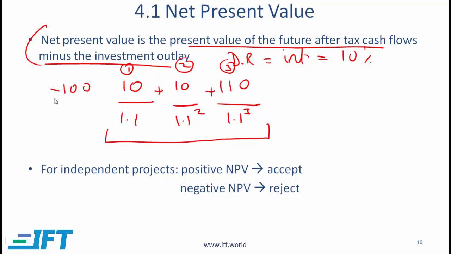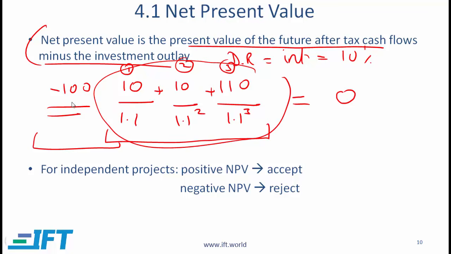From this, we subtract the initial outlay of 100, and when you put all these four numbers together, you have the NPV. If you do the calculation, what you will actually get is 0. This particular project has an NPV of 0, which means that the present value of the future cash flows is equal to the initial cost. If we had higher cash flows, then the NPV would be positive. If we had lower cash flows, then the NPV would be negative.